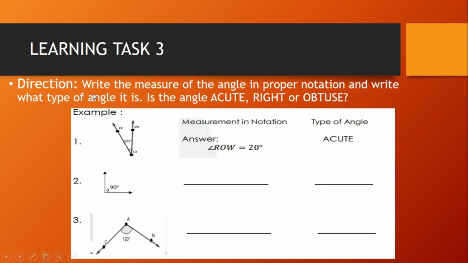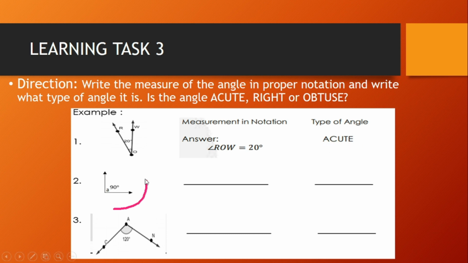Learning task number 3. So let's try this. Direction: write the measure of the angle in proper notation and write what type of angle it is. Is the angle acute, right, or obtuse? So let's have example number 1. So we have your angle ROW. Sabi dyan, ang measurement daw ay 20 degrees. So ibig sabihin, this is an acute angle. Bakit? 20 degrees is greater than 0 but less than 90 degrees. So that is an acute angle.